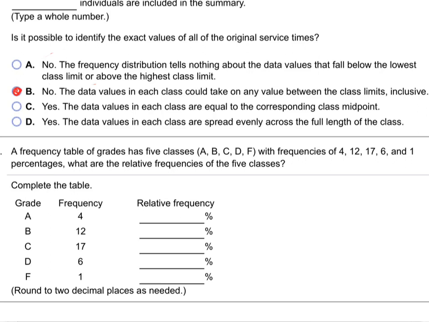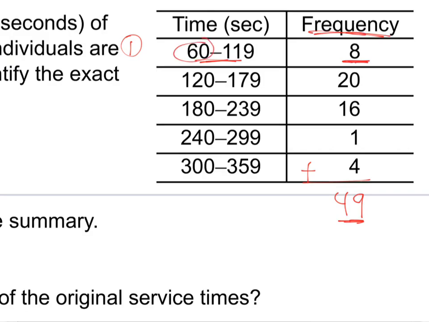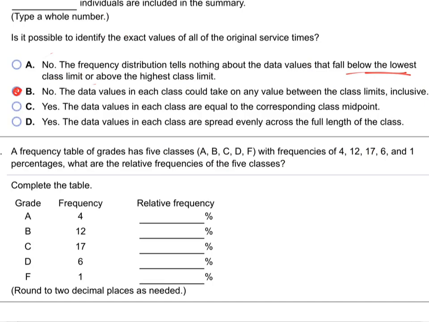That's not correct. Data values that fall below the lowest, that'd be below 60. There are no data values that fall below 60, or above the highest, above 359. They're just being stupid. That has nothing to do with it. I just read it too quickly. Be careful on the test. These can trick you, which is what I was trying to show you. They're tricky. All right, so let's move on.